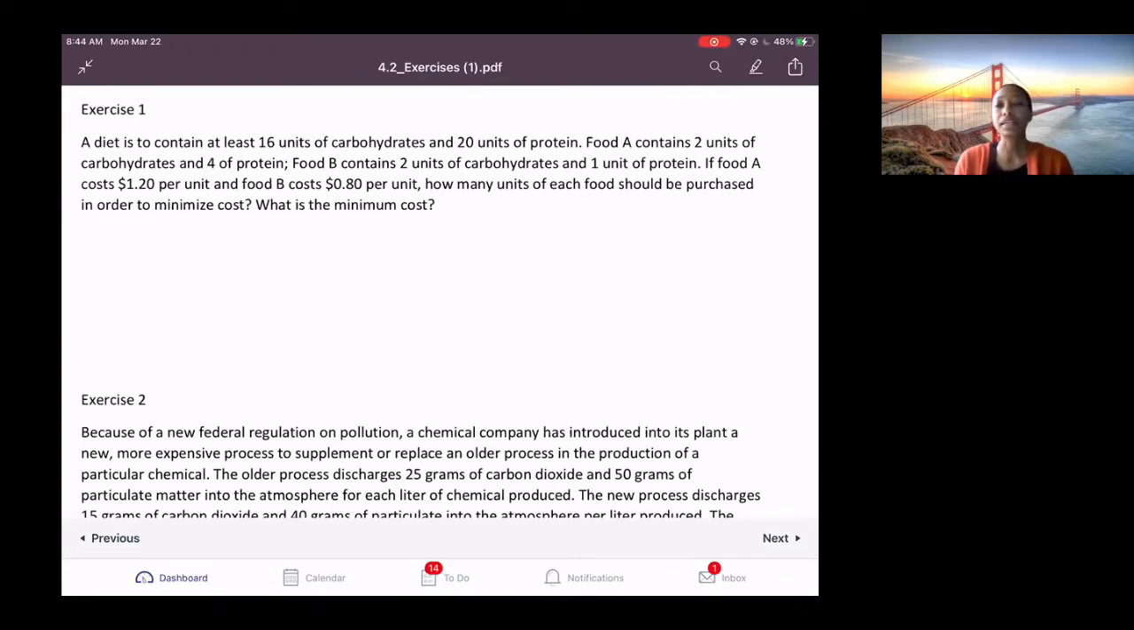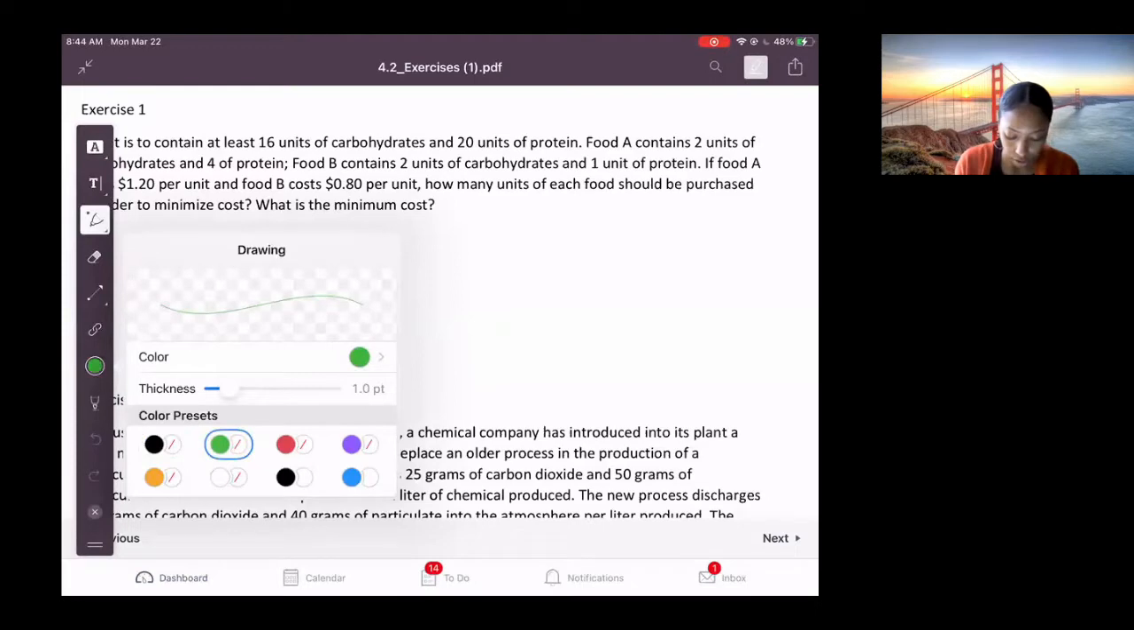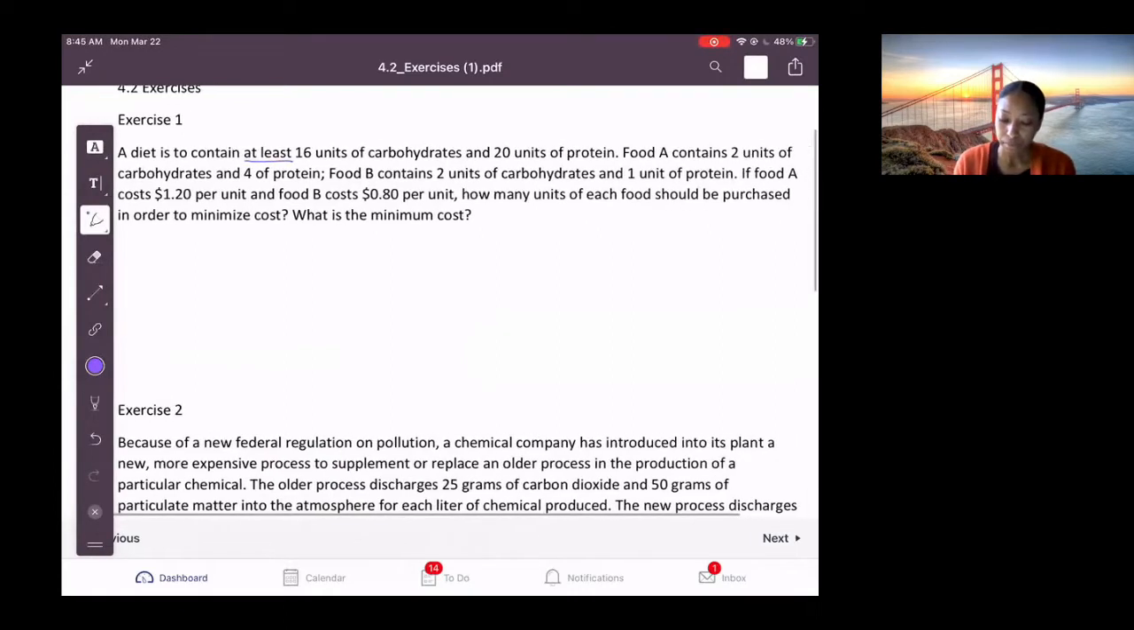And basically, how do we know whether or not we have an equation versus an inequality? The problems will look very, very similar. There are very subtle differences in the wording to let you know whether you have an inequality or an equal sign. The words we want to look for are keywords such as, if you read this first problem, it says a diet is to contain at least 16 units of carbohydrates and 20 units of protein. And then we're given all of this other information, okay? And then we're asked to find the minimum cost, okay?